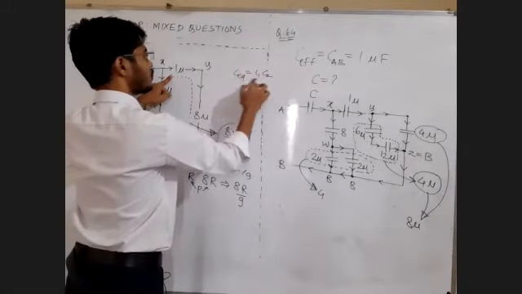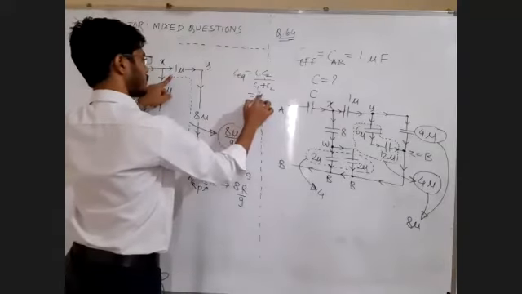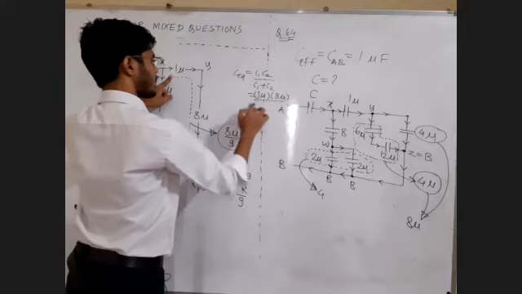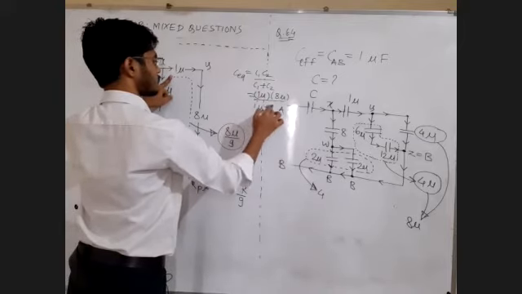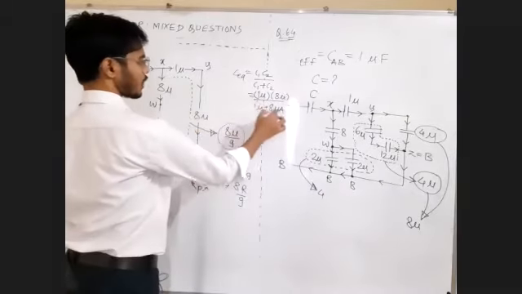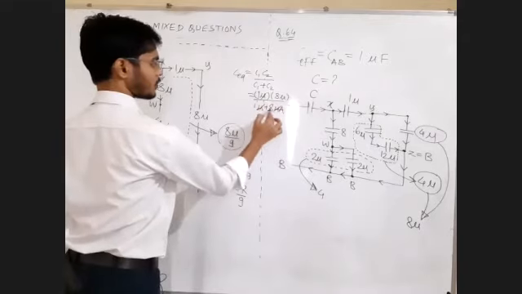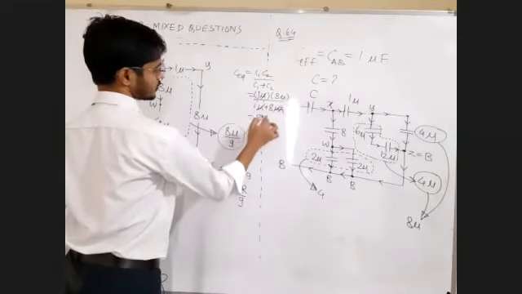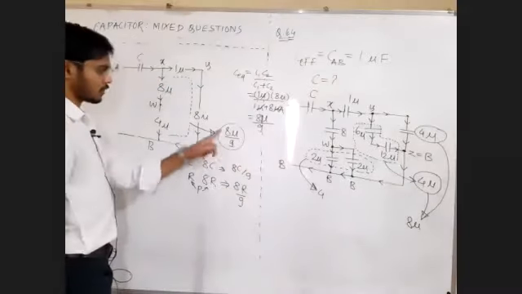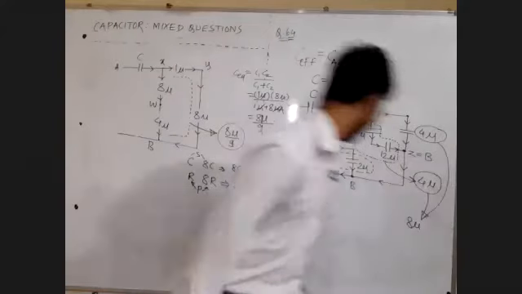Right now there are only 2 capacitors, so C1 C2 upon C1 plus C2. C1 is 1 micro, C2 is 8 micro, divided by 1 micro plus 8 micro. Micro is common and cancels. So 8 micro upon 1 plus 8, which is 9. Again you will get 8 micro upon 9.